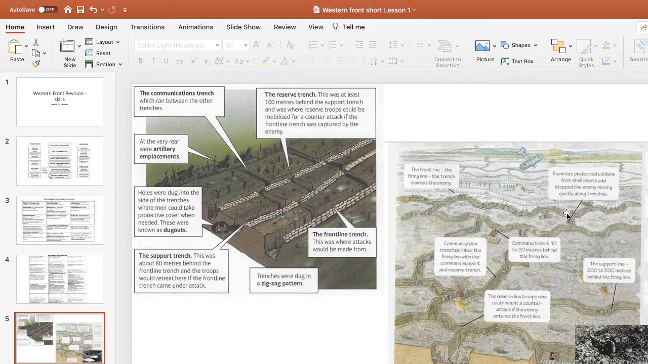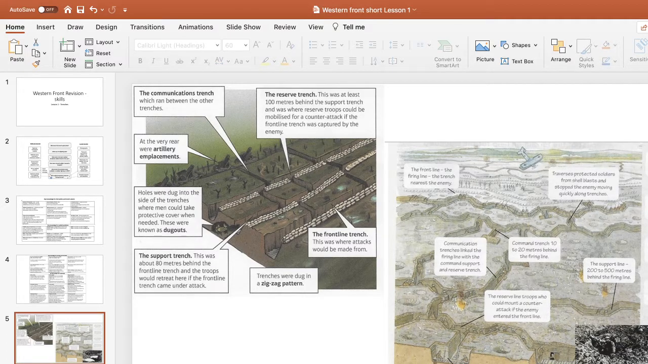Now I also want you to draw your attention to its angles. And if you see, it's in these kind of right-angled directions. The whole point of that is to protect the soldiers from shell blasts and stop the enemy moving along the trenches quickly if they were to attack and take over. It's a defense system, and that's called traverses, these right angles.